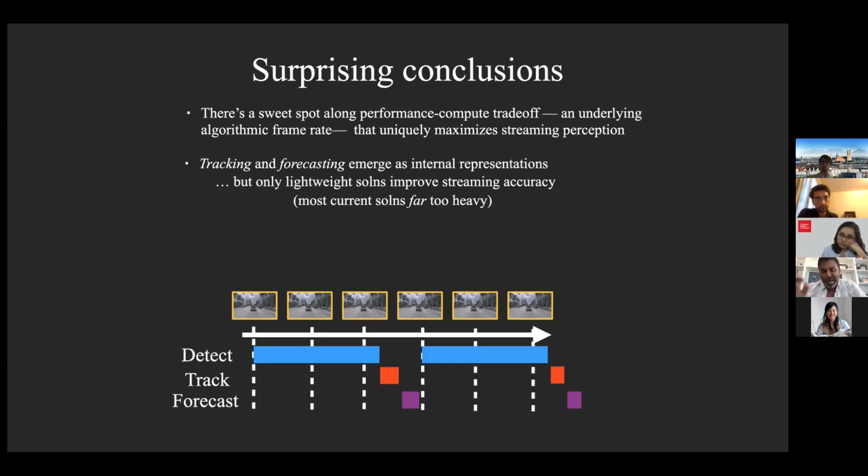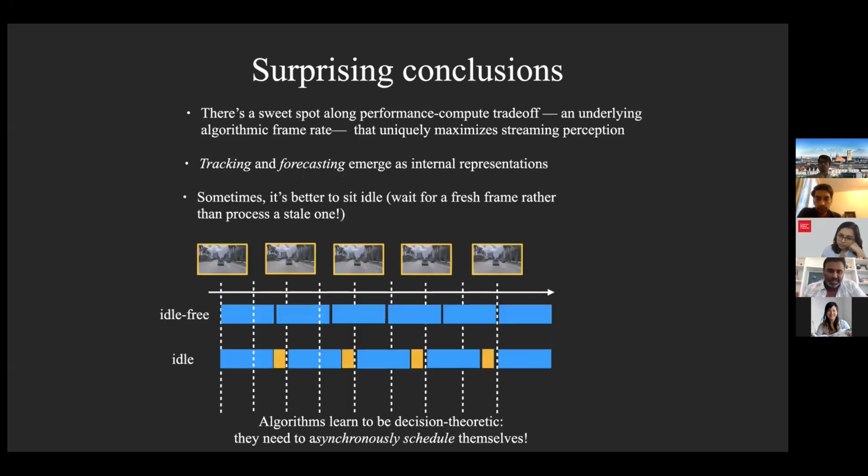But importantly, all of this is done in a kind of compute-bound context. And so here, tracking and forecasting only make sense if they're extremely lightweight. If it would ever have been cheaper to run another detector, you don't really see a benefit of doing it this way. So this forces us to come up with very lightweight solutions.